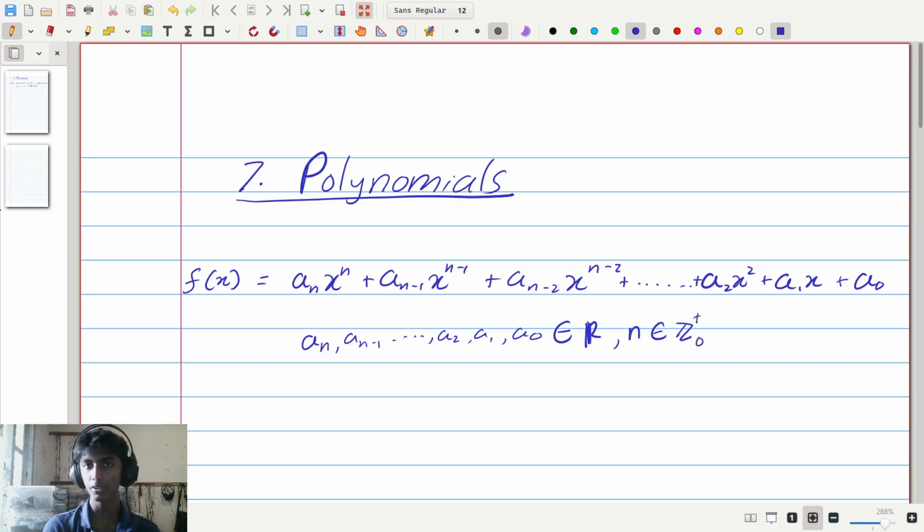The reason 0 is included here is because it is possible for a polynomial to be just one term, and that is the constant term. It's possible for the highest order term to be simply x^0, in which case we have a_0 x^0, or just a_0, which is a constant.